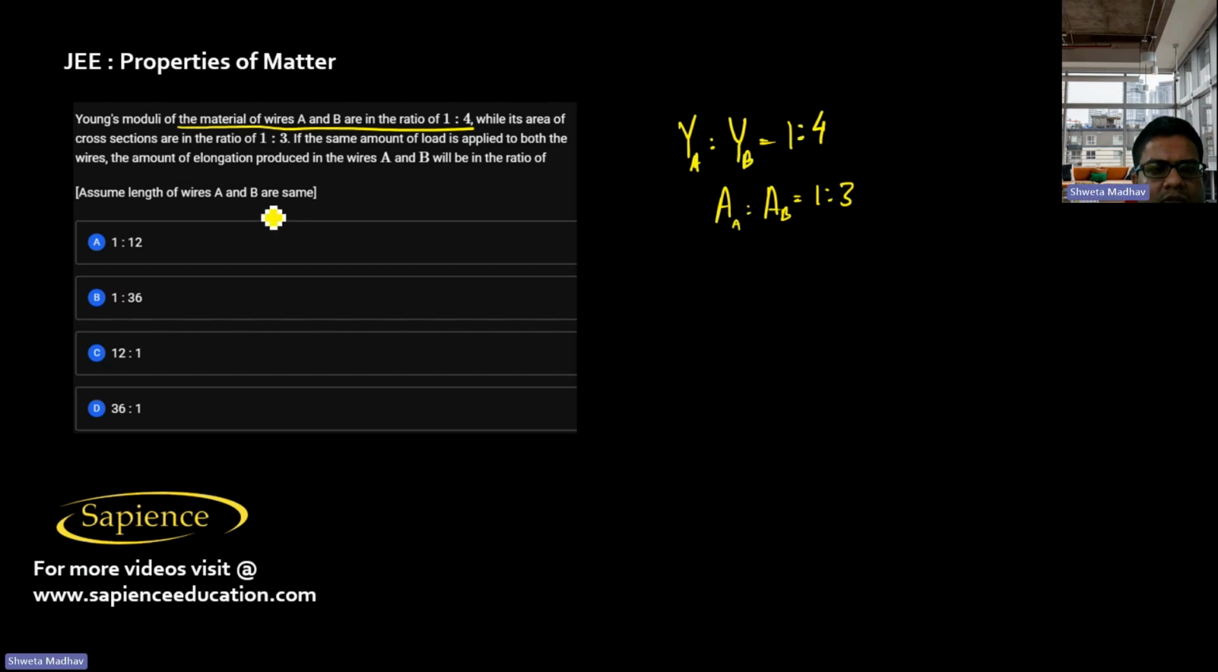It is told the lengths of the wires A and B are the same. The same amount of load is applied to both the wires. The amount of elongations produced in the wires A and B will be in the ratio of.